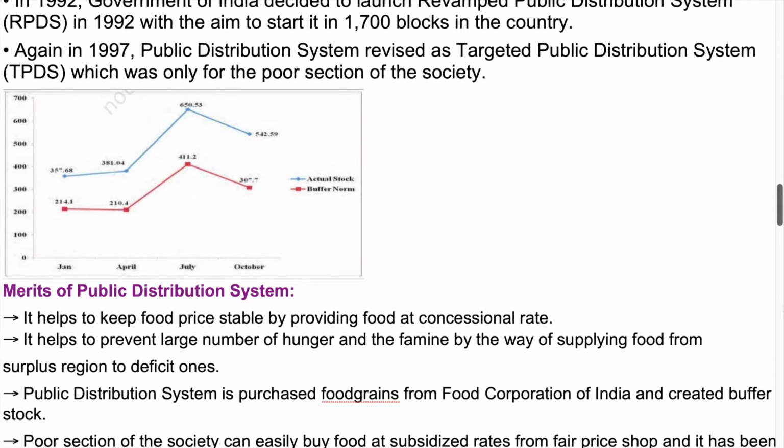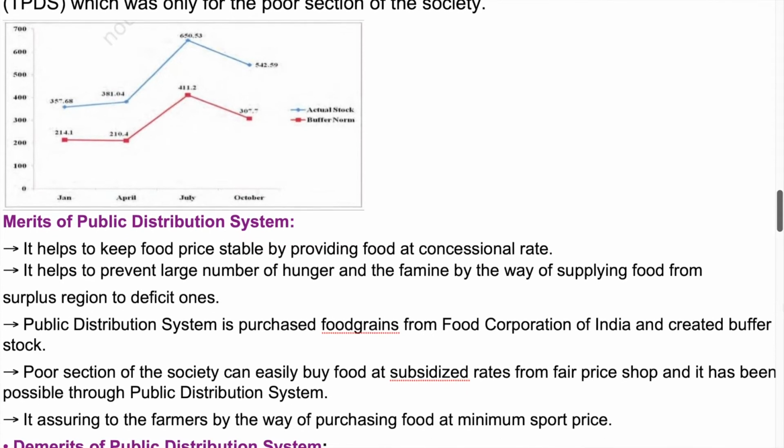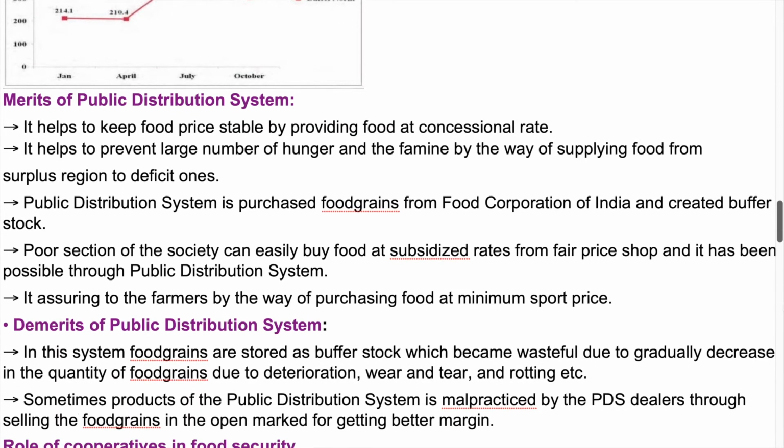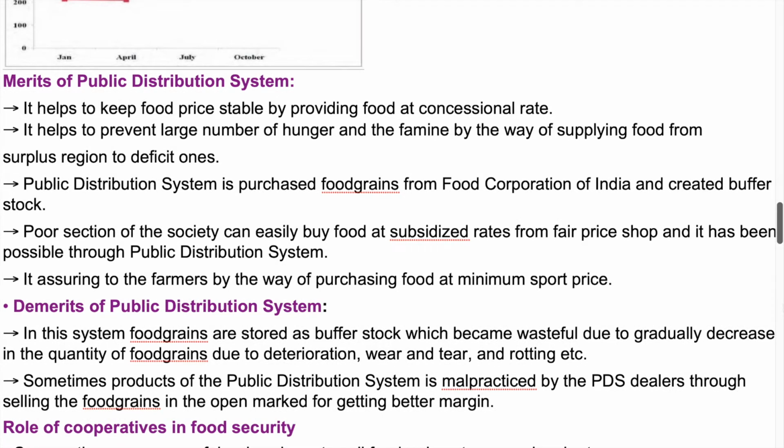Merits of Public Distribution System. It helps to keep food prices stable by providing food at concessional rate. It helps to prevent hunger and famine by supplying food from surplus regions to deficit ones. The Public Distribution System purchases food grains from the Food Corporation of India and creates buffer stock. The poor section of the society can easily buy food at subsidized rates from fair price shops, and it has been possible through the Public Distribution System. It also assures farmers by purchasing food at minimum support price.